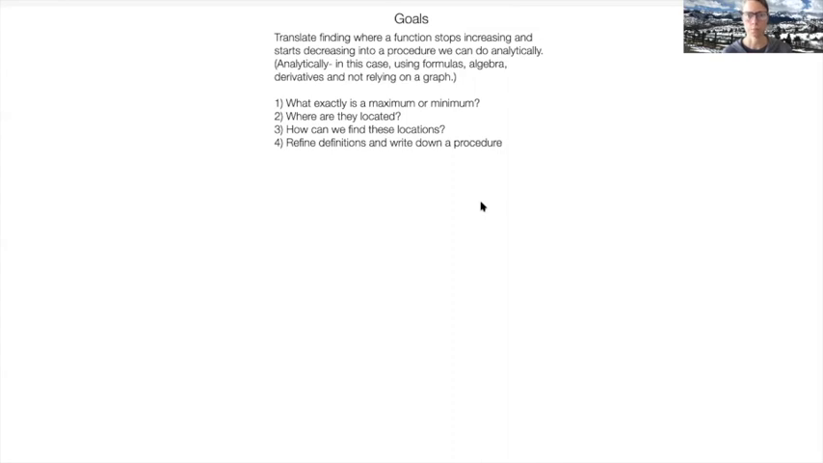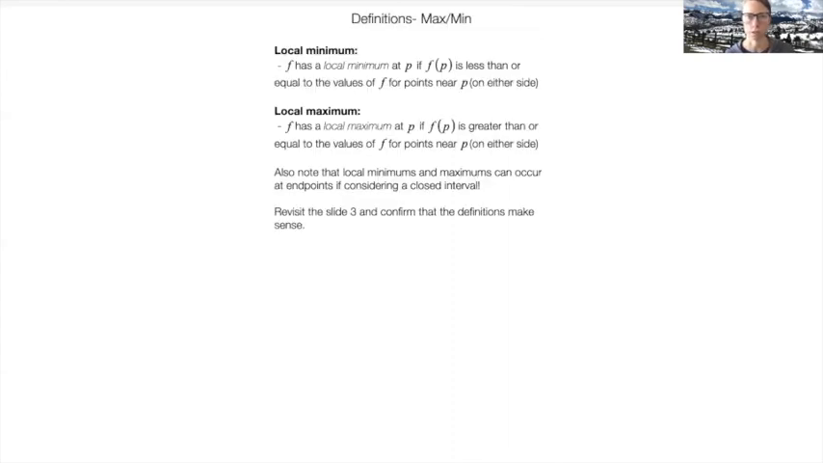A couple questions you might have: what exactly is a max or a min? Where are these things located? How can we find these locations? And can we refine all these definitions and write down a procedure? That's one of the things we're looking to do today. Okay, so let's throw some definitions at you.